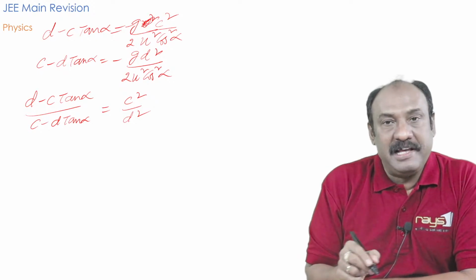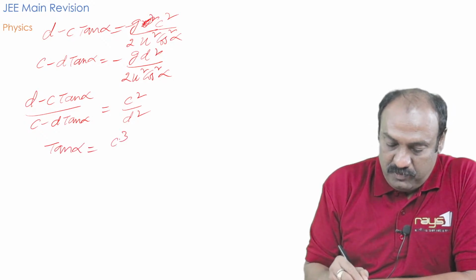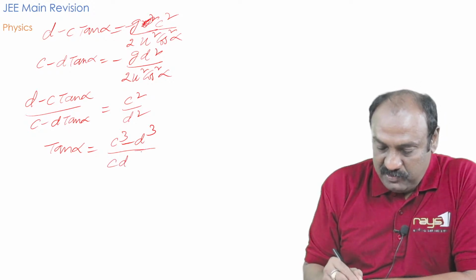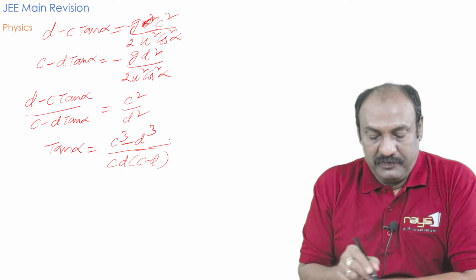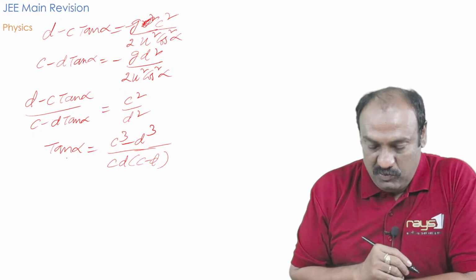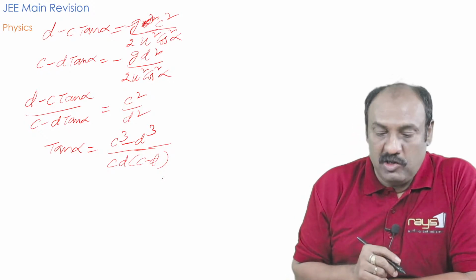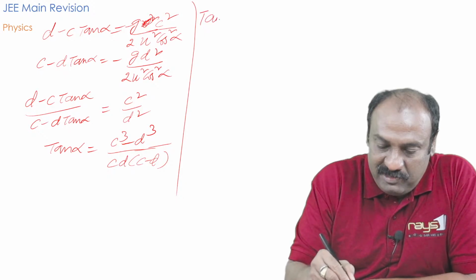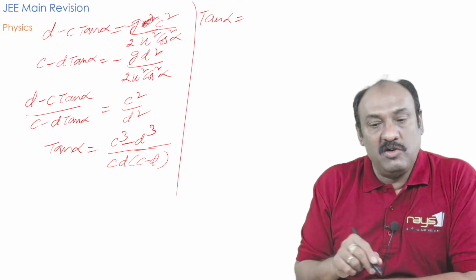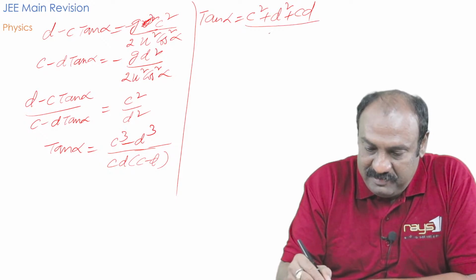By doing cross multiplication and taking tan alpha terms on one side and remaining terms on the other side, we get tan alpha equal to c cubed minus d cubed by c into d into c minus d in the denominator. But c cubed minus d cubed is written as c minus d into c square plus d square plus cd. So the c minus d gets cancelled. We get tan alpha equal to c square plus d square plus cd by cd.